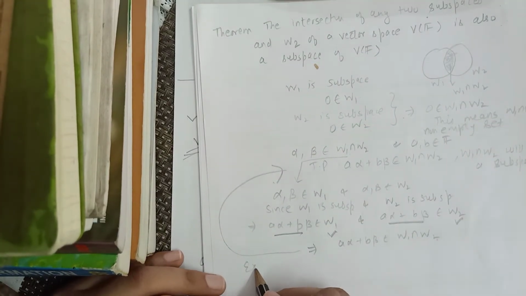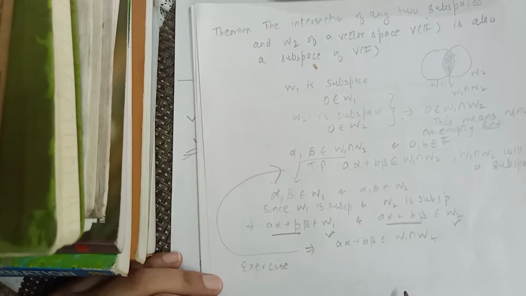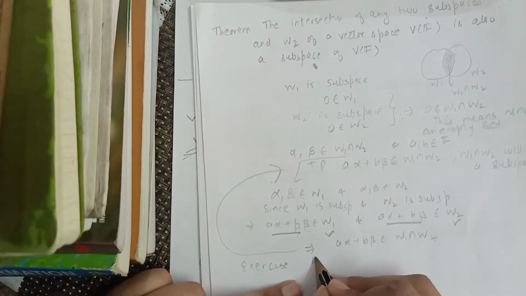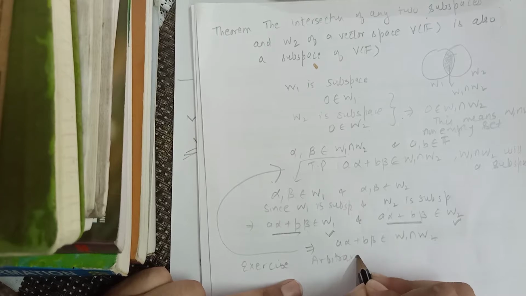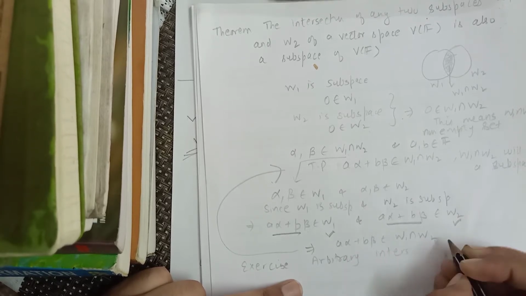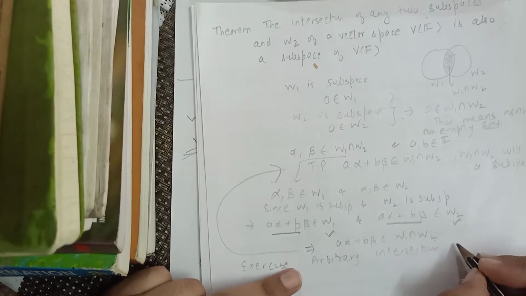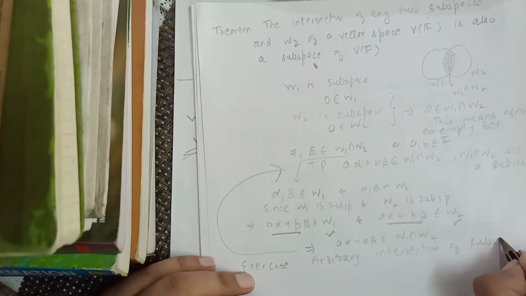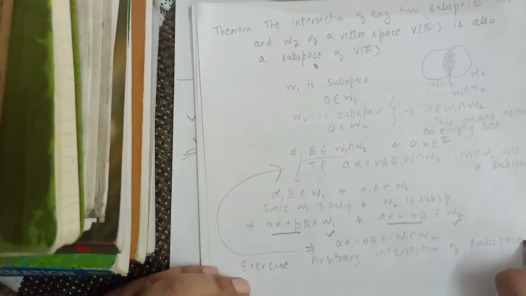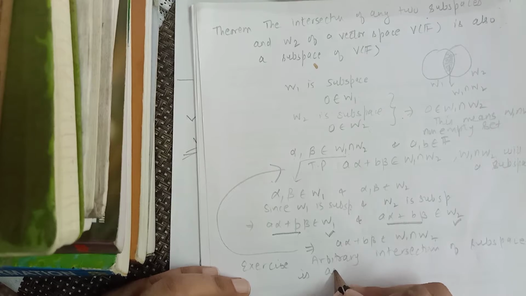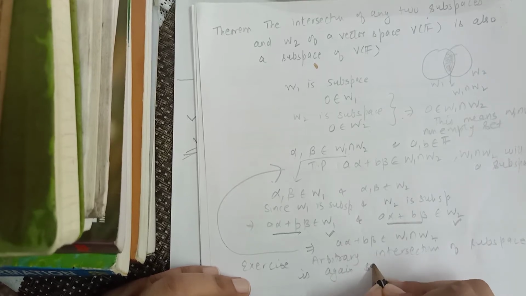Now I am giving you an exercise following the same lines. You can prove that arbitrary intersection of any number of subspaces is again a subspace. This you can easily do. This you try at your end.